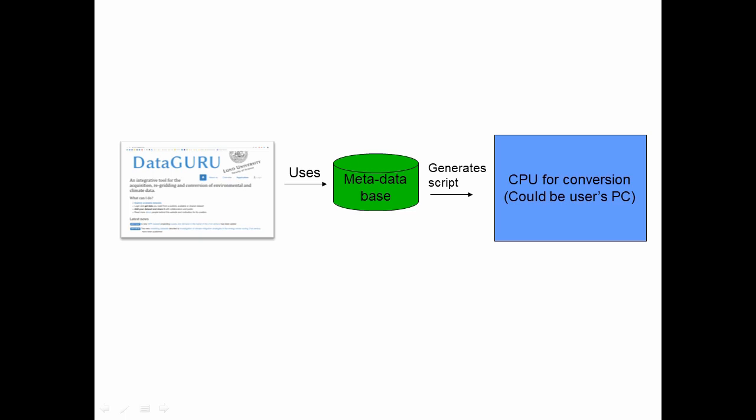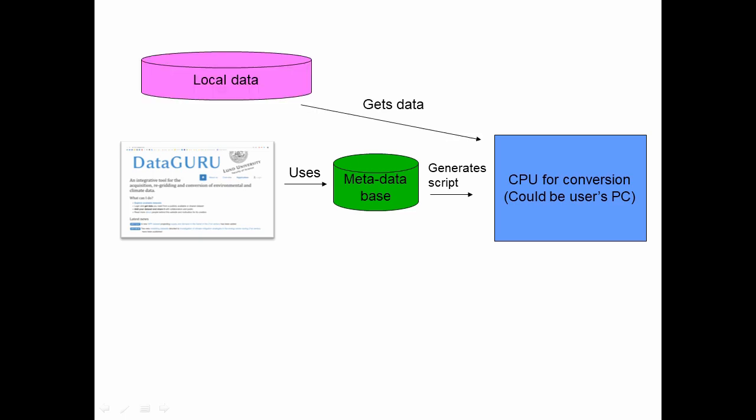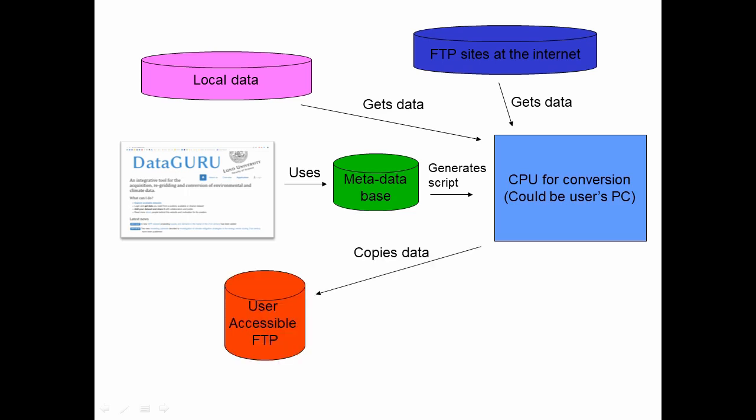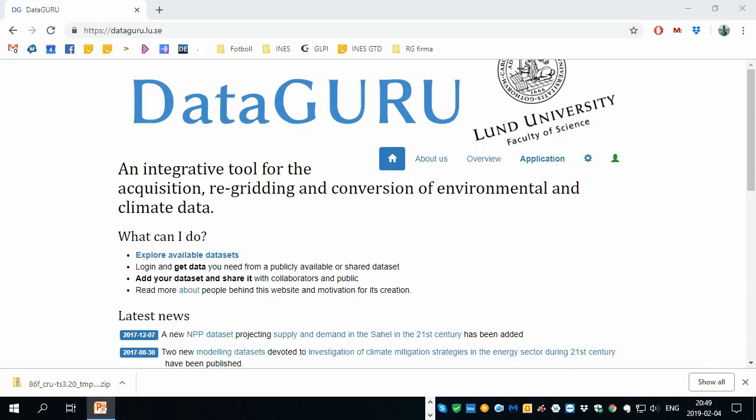And what this script does is that it gets some data either locally from DataGURU or from FTP sites across the internet. And it converts this data and copies it to an FTP server from where you can then download it. Okay? Right, so DataGURU is hosted by BECC and Merge, which are two strategic research areas. I'll post some information about these below.